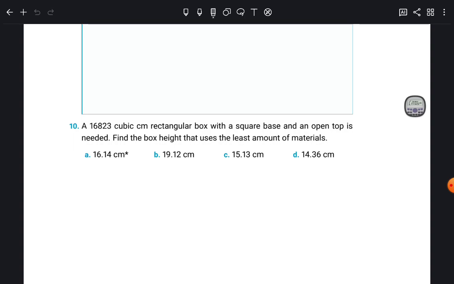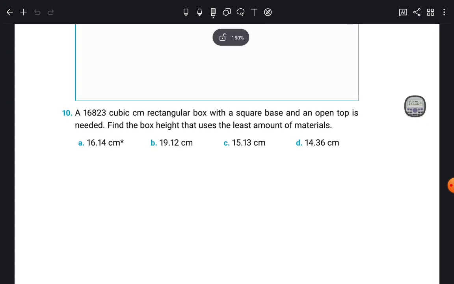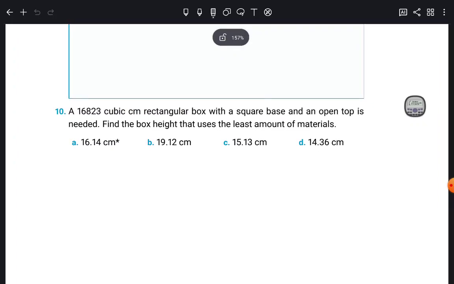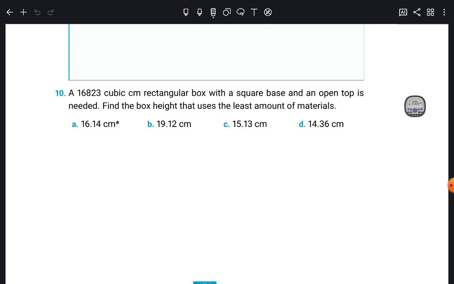a 16,823 cubic centimeter rectangular box with a square base and an open top is needed. Find the box height that uses the least amount of materials. A 16.14 centimeter, B 19.12 centimeter, C 15.13 centimeter, or D 14.36 centimeter. So this is still under optimization problems in calculus.